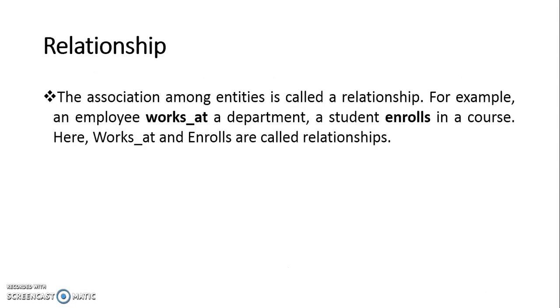So such an attribute you can consider as a primary key. Okay. Next comes relationship. Yes, we have studied about entities, then properties of entities, that is attributes. Now how will you connect 2 or more entities? That is using a relationship. So association among the entities is known as a relationship. For example, you have an entity employee and department. So works at can be the relationship which will connect the 2 entities. A student enrolls in a course. So student and course are 2 entities, and the connection is enrolls. So here works at and enrolls are the relationships which are going to connect the entities.